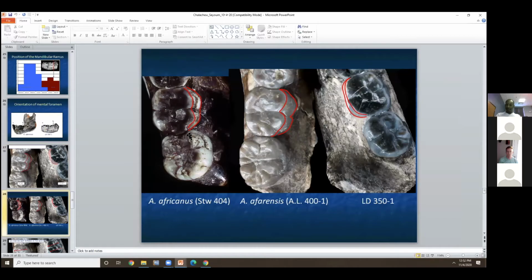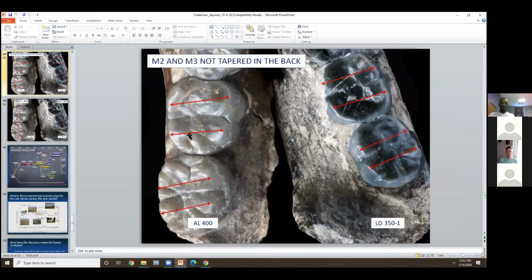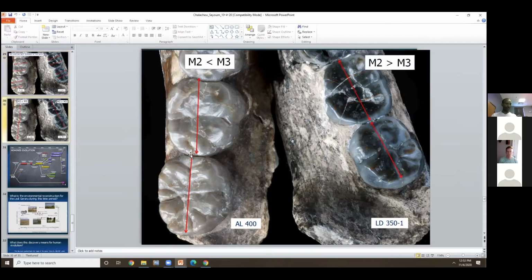And the same thing, this dentition, the width of M2 and M3 is not tapered in the back, as you see here in the Australopithecus specimen, in the upper wing posteriorly on the back side, but in the Ledi-Geraru, they are more or less even in anterior and posterior width. The length, same thing. I will go to the next level.